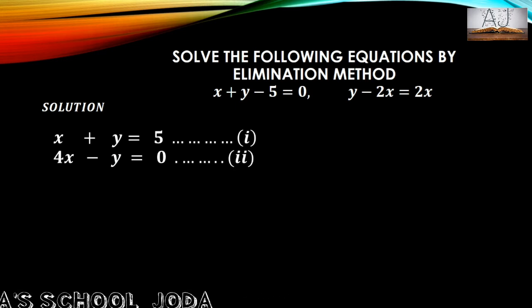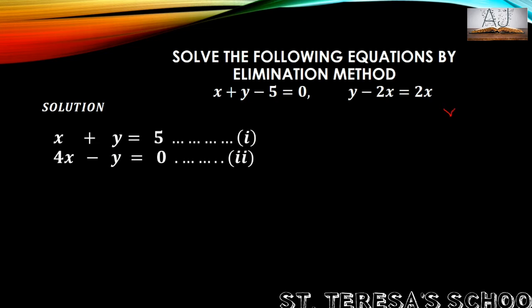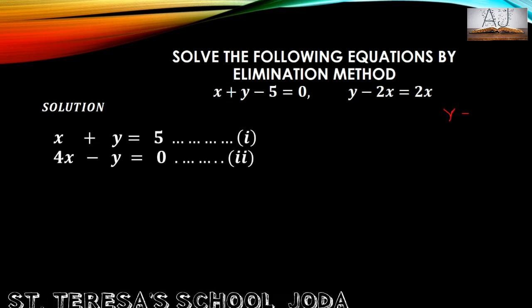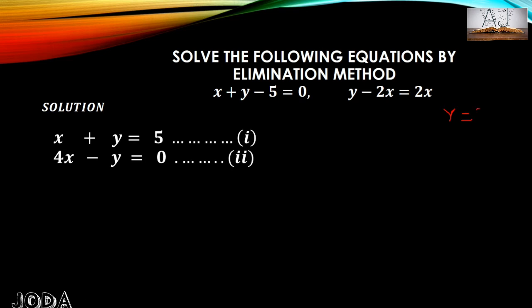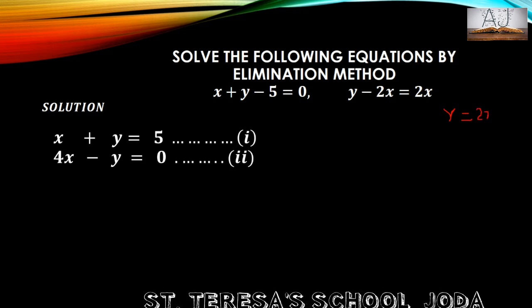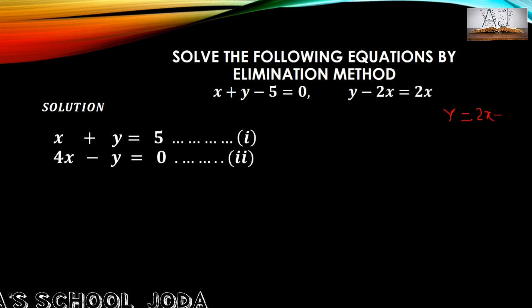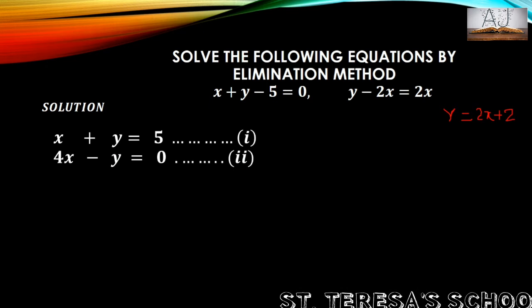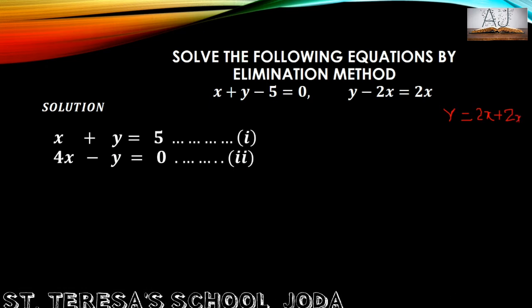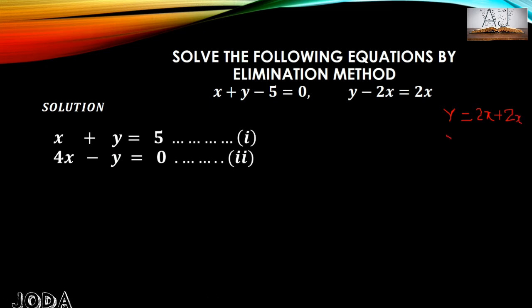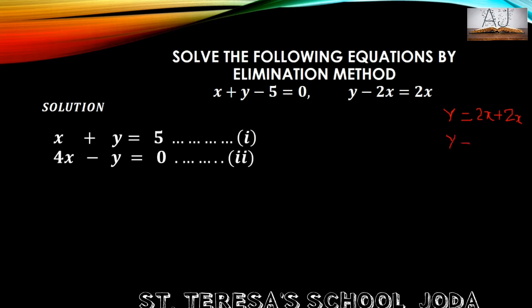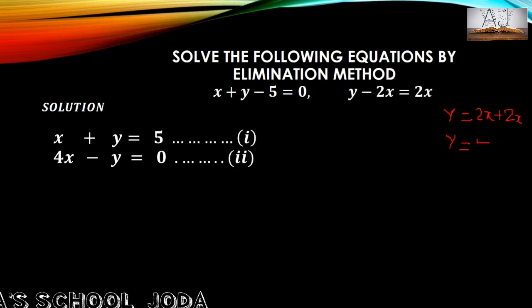How did it come? I'll show you in the rough. Minus 2x I've taken to the other side, so y equal to 2x was already there on the right hand side, and minus 2x from the left when taken to the right hand side becomes plus 2x. So y equal to 2x plus 2x. Hope you understood this. Now 2x plus 2x is 4x, so y equal to 4x.